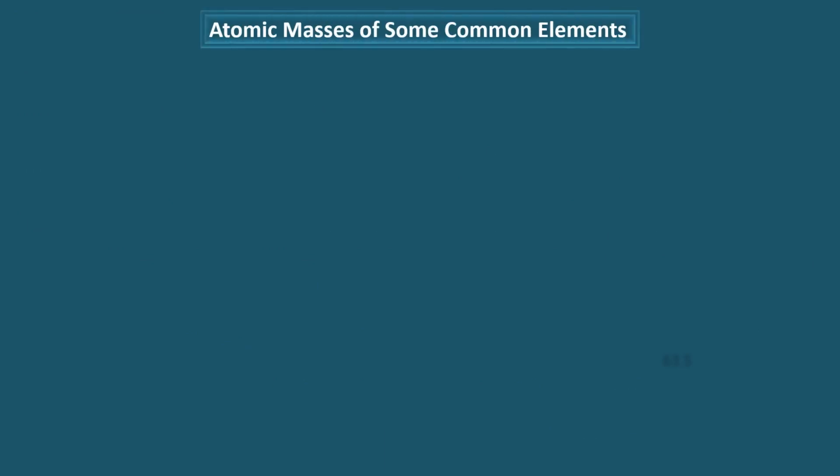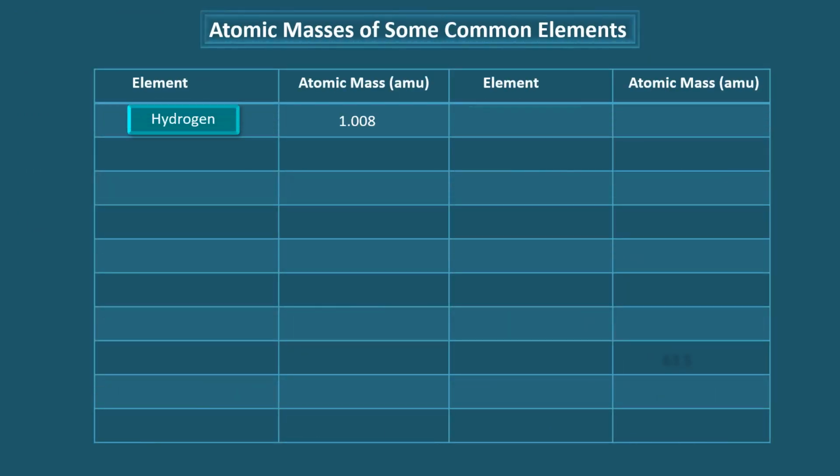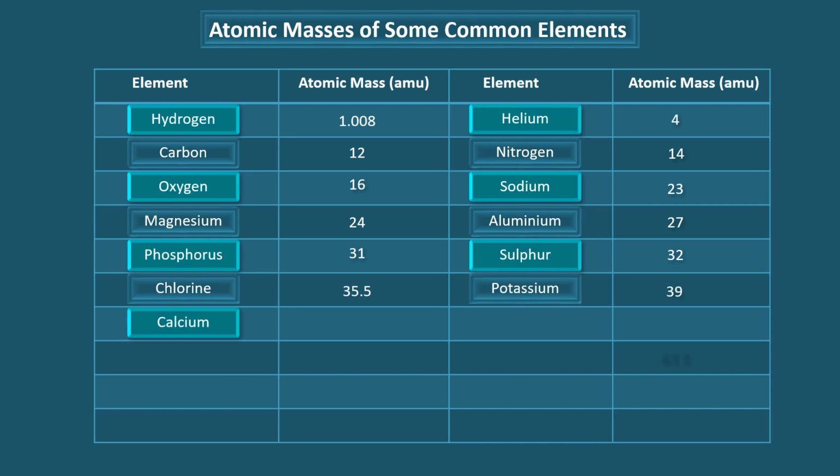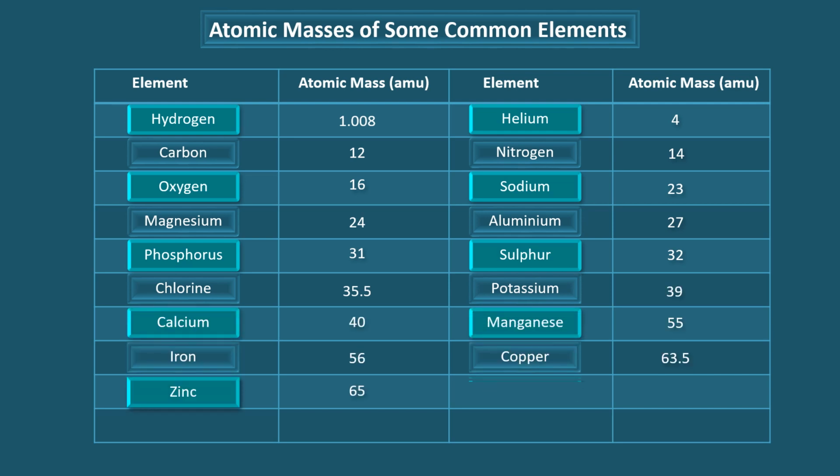Atomic masses of some common elements are given in this table. Students must try to learn them by heart. The unit of these masses is, of course, AMU. One thing to be noted is that the atomic mass of hydrogen can be rounded off to 1. But atomic mass of chlorine and copper must be used as such in the mathematical calculations.